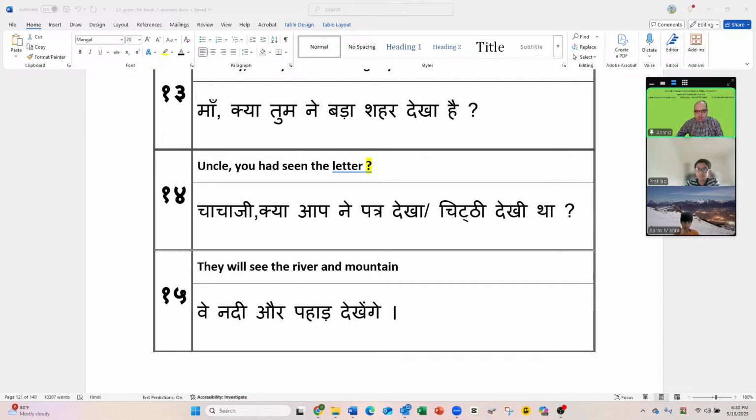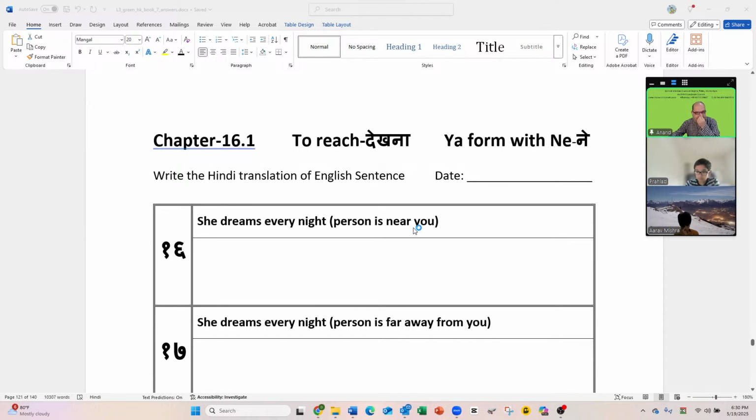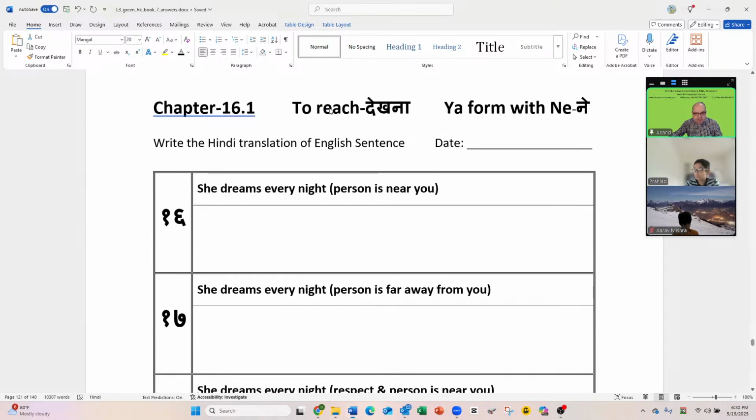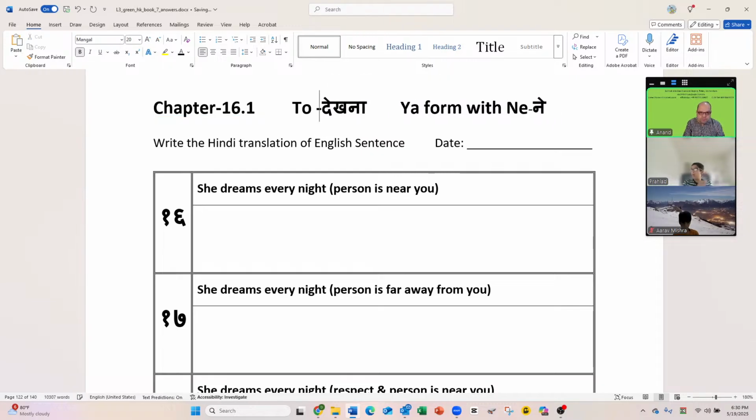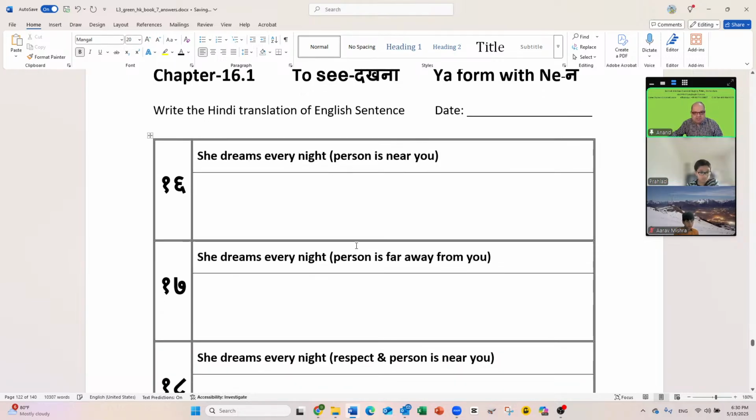Okay. Done, Arav? Okay, let's go to next page. Again, this page, my book at least has the wrong title. It is to see, not to reach. So if you all have wrong in your book, please change it to see. Okay. देखना. Okay. Arav, next one. She dreams every night. And we are talking about somebody who is near you.